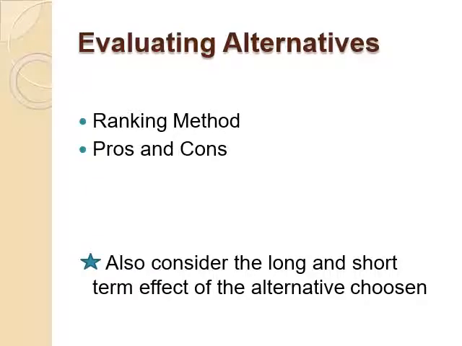So while you're evaluating alternatives, always use the ranking method as I told you. Do a 1 to 3 or a 1 to 4 rank. Only consider the top 2 or the top 3, not more than that. Evaluate the pros and cons of your alternatives. Fine. And you look at the star here, please. I'm going to quickly highlight this for you. Always consider the long and short term effect of the alternatives chosen. Because whatever you are implementing should be sustainable and feasible, not just in the short term, but also in the long term.